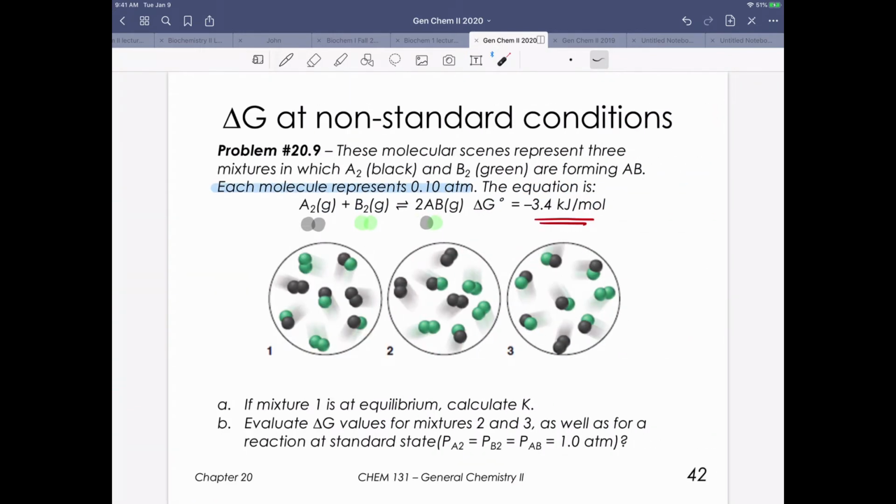So we're going to have two problems that allow us to think about this to wrap up this chapter. The first one is a molecular scene problem, and then the second one is a computational problem. So in our first problem here, we're looking at a molecular scene that highlights this generic chemical reaction.